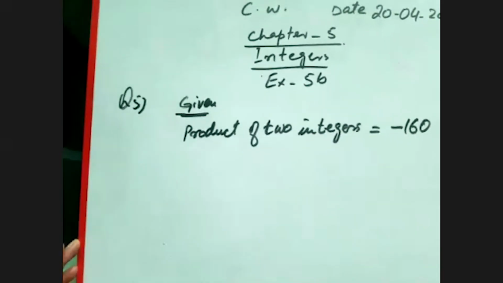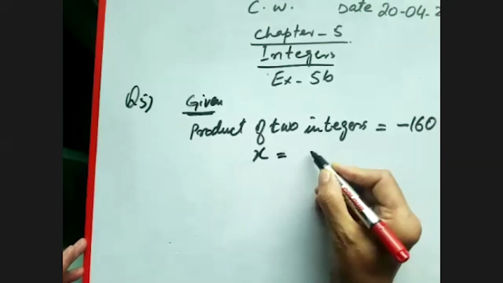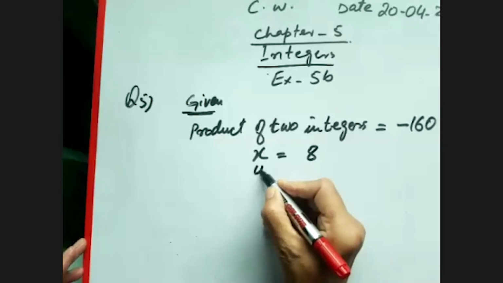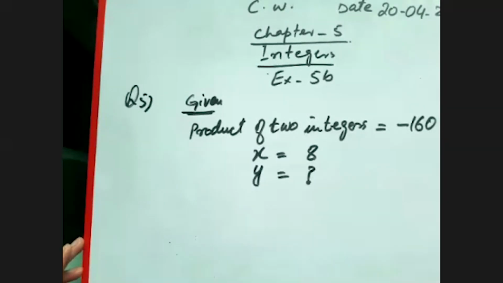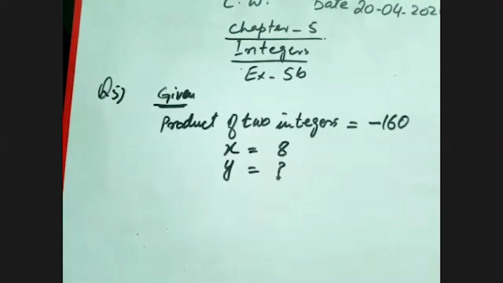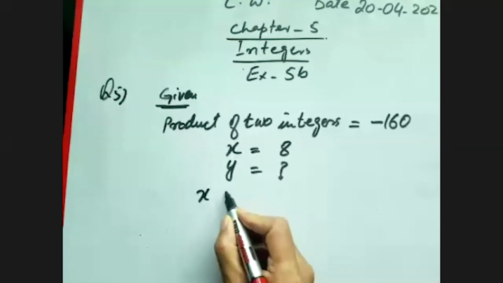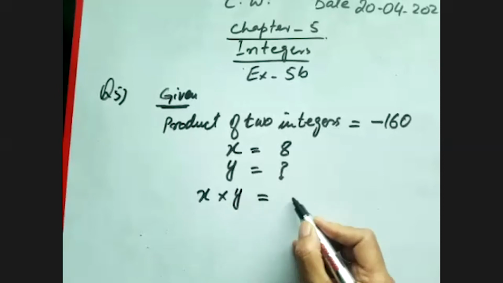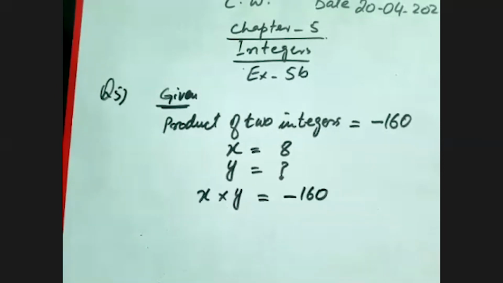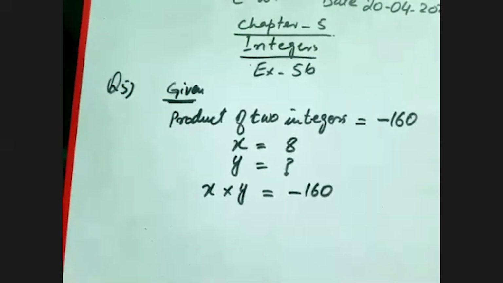If one of them is 8, say x is 8, and the other is unknown, y is question mark. This is the given. Now make the equation. Product means you have to multiply. Now x multiplied by y gives you minus 160.